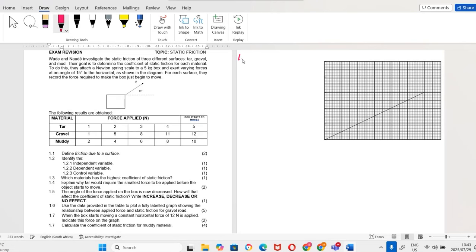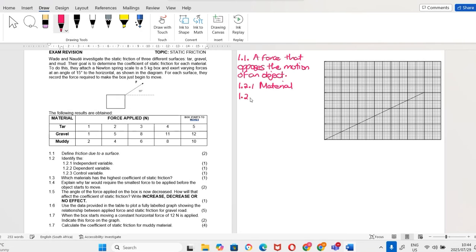Question 1.1 says we must define friction due to a surface, and that is a force that opposes the motion of an object. And 1.2.1 says we must identify the independent variable. So the independent variable here would be the type of material that the box is placed on.